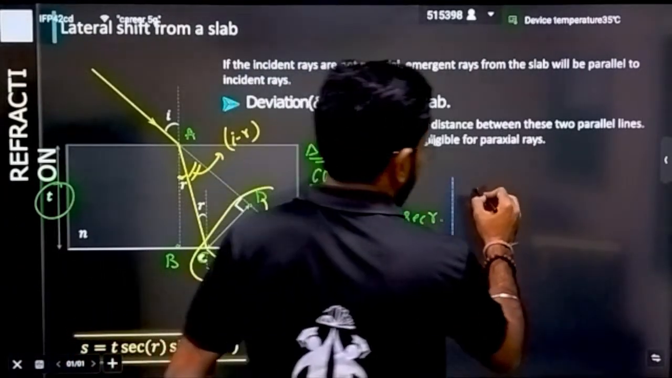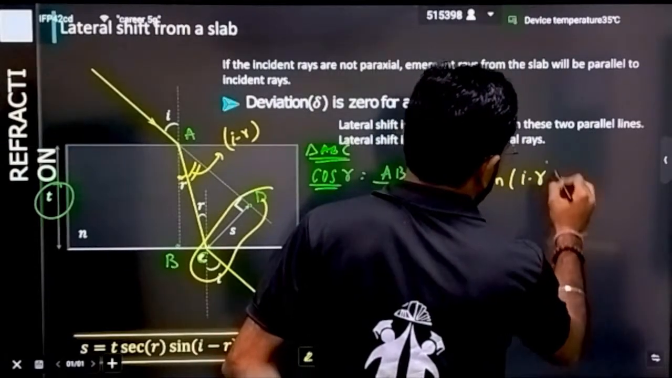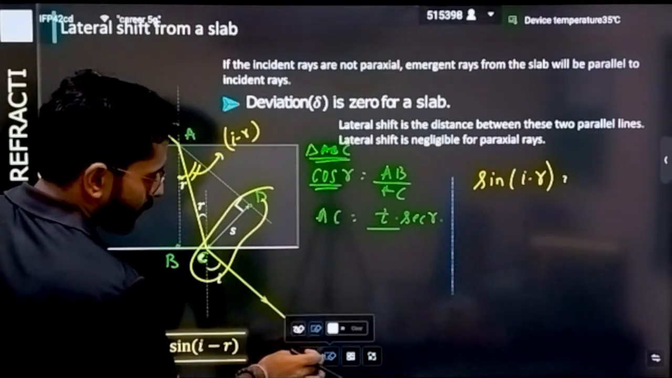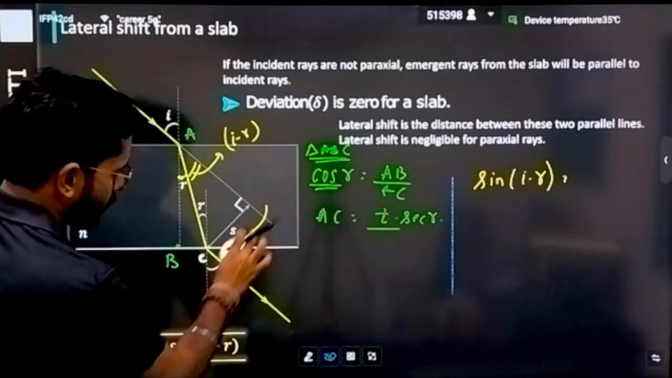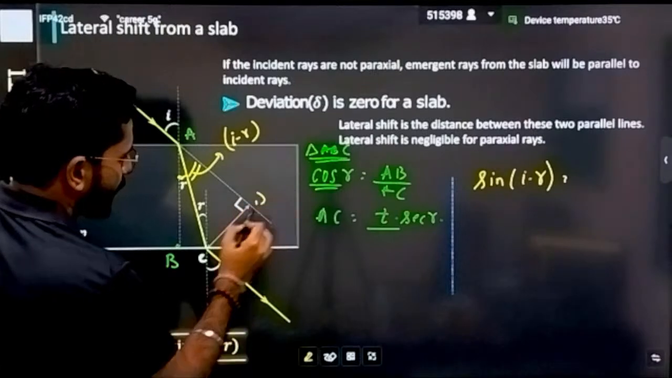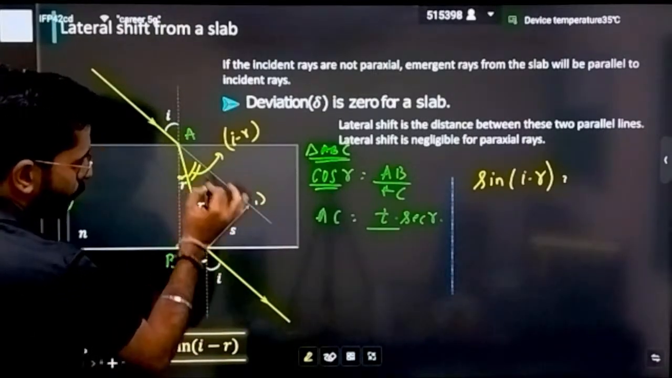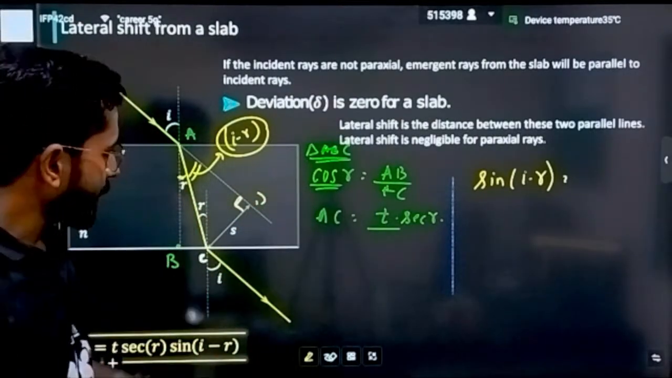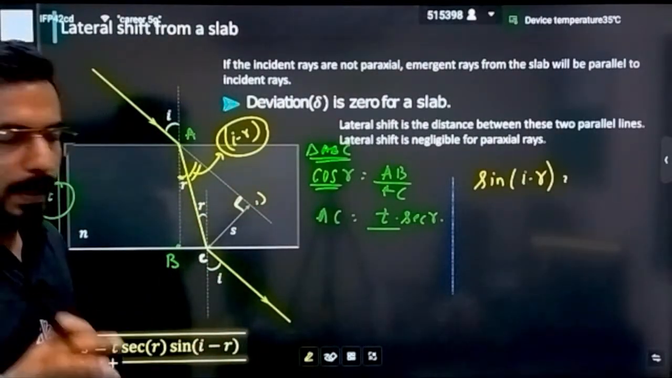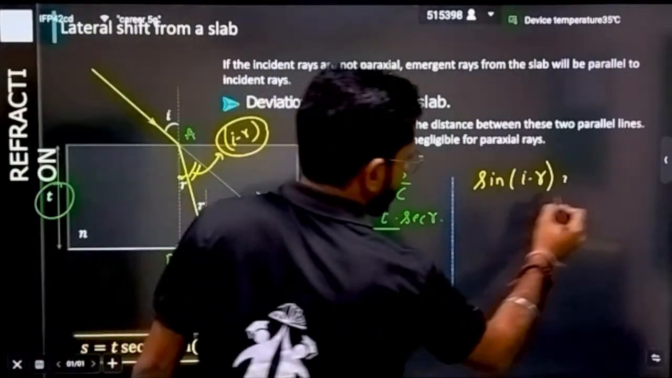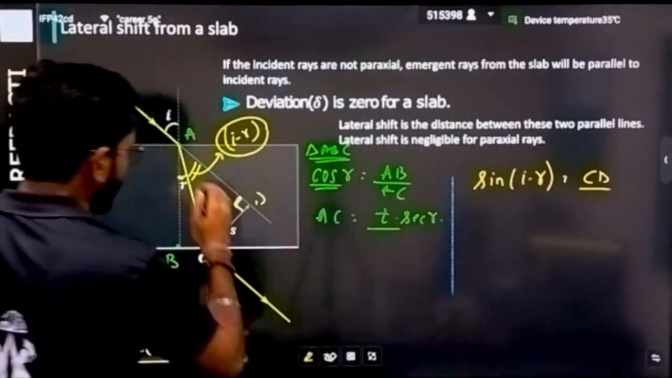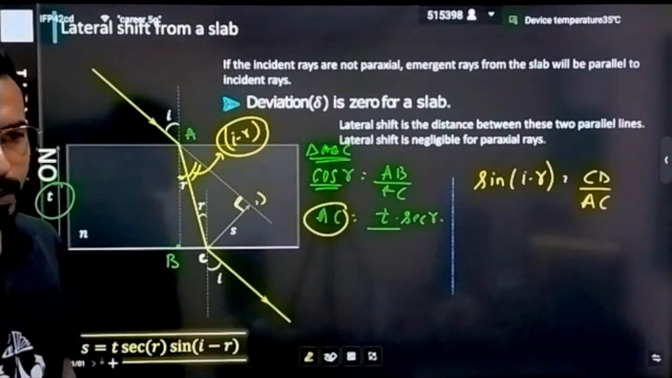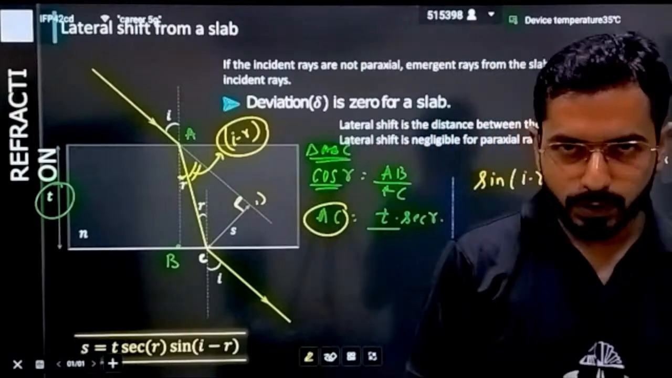Now define sine of I minus R in the right angle triangle. I hope this right angle triangle is clearly visible to you. This is point D. What is sine of theta? It is perpendicular upon hypotenuse. The perpendicular is CD divided by hypotenuse AC. That is why I asked you to calculate AC, because it comes into use here. CD is what we actually want to calculate.